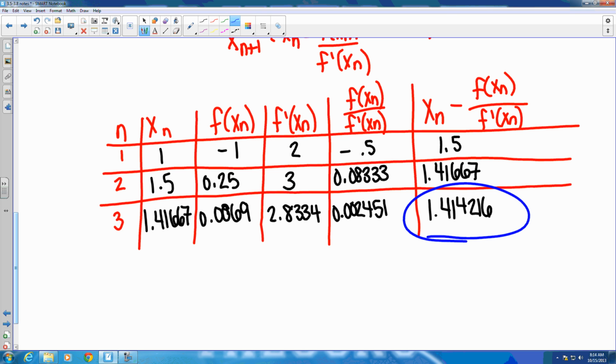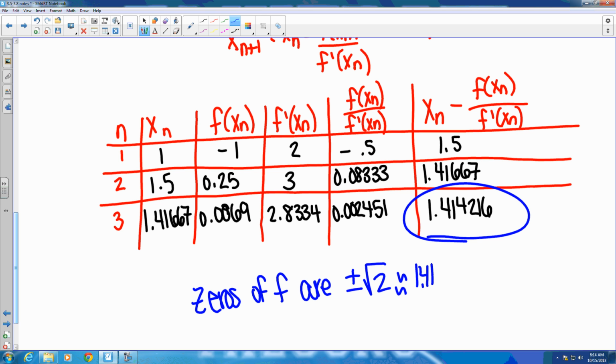The actual zeros, in case you want to see how accurate this is, our actual zeros of f are plus or minus the square root of 2, which is 1.414214. So that's extremely close. Obviously, it was a pretty good method for finding zeros before we had things like graphing calculators to find them.